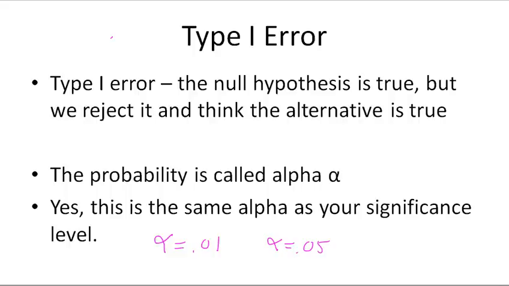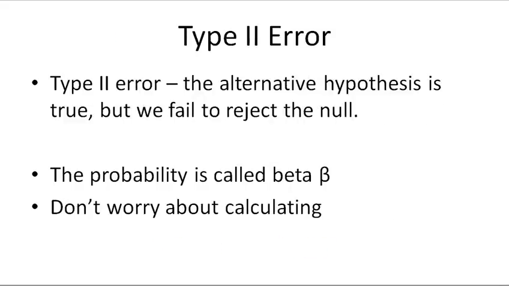Now remember, I'm still not going to have you worry about whether you made a type 1 error or not. It's really more hypothetical, but there is always the possibility that you made the wrong conclusion. It doesn't mean your work is wrong, it's just a hypothetical scenario that in the real world, maybe we made the incorrect conclusion.